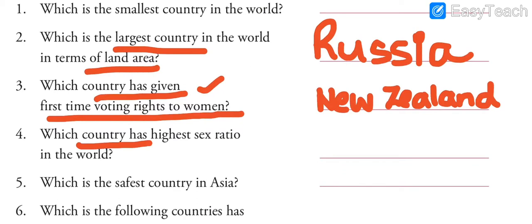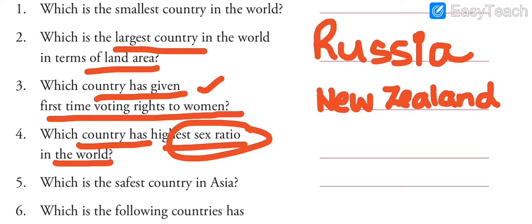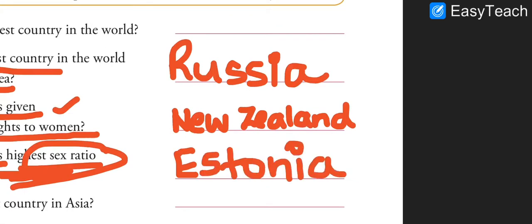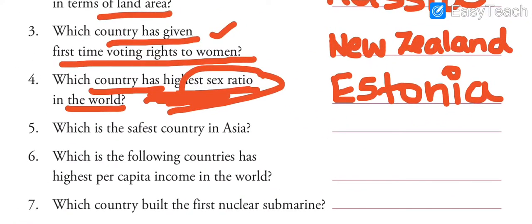Next is, which country has the highest sex ratio in the world? Sex ratio here means male and female. Generally it is seen that somewhere males are more and females are less. But the highest sex ratio means that males and females are almost equal, not exactly, but highest sex ratio simply means the balance of the number of males and females in that country. So the highest sex ratio is in Estonia. The correct answer here will be Estonia. Estonia is the country where we have the highest sex ratio in the world.